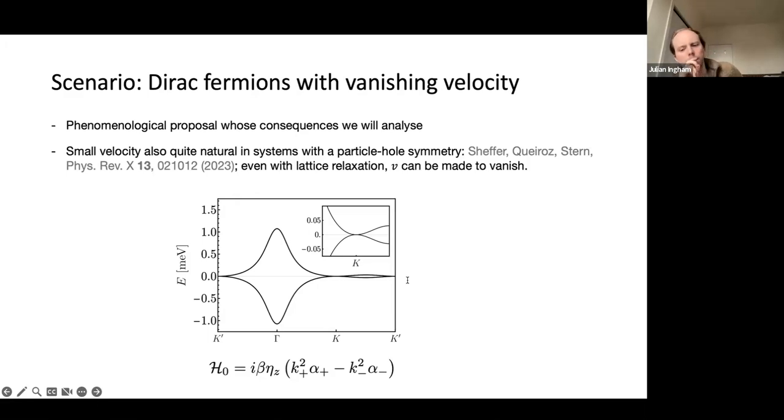And so it's quite natural to expect that V is small compared to beta, the coefficient of the quadratic term, in the right units so that they can be compared.